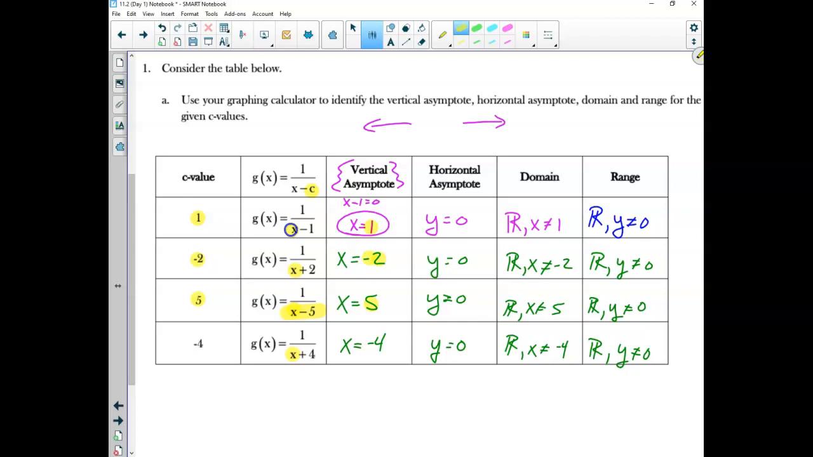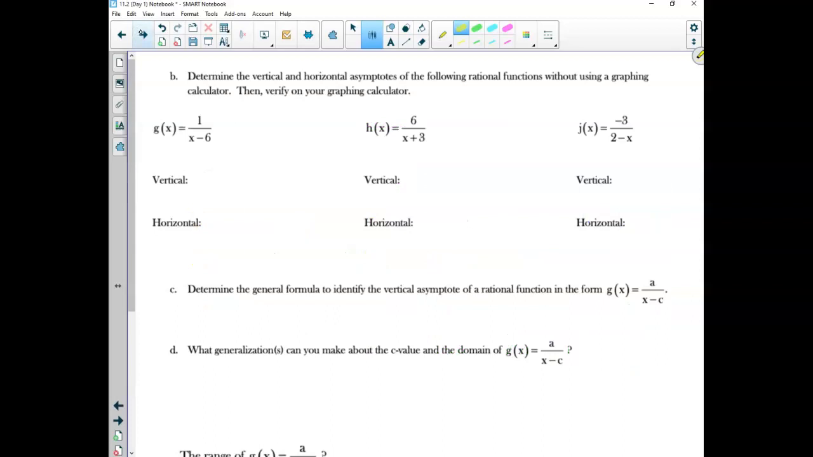And then I'm just reading my graph for the horizontal. I can find those horizontal asymptotes algebraically real easy, but to find the range, you're really going to want your graph at this point in time, right? So in this next part, we're going to determine the vertical and horizontal asymptotes of the following rational functions without using a calculator. Then verify on your calculator.